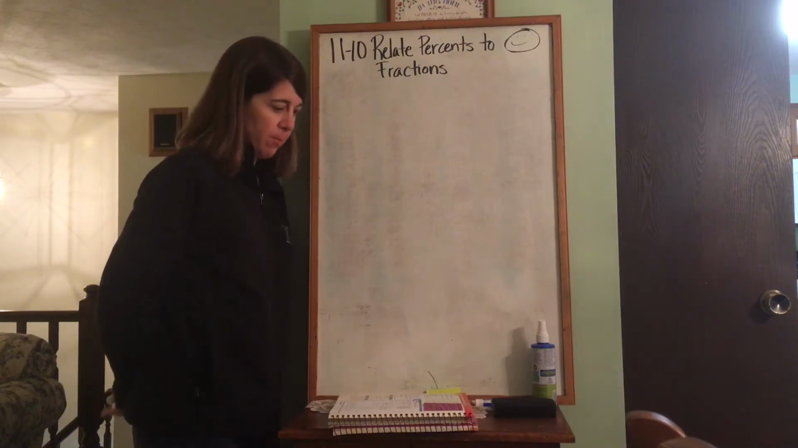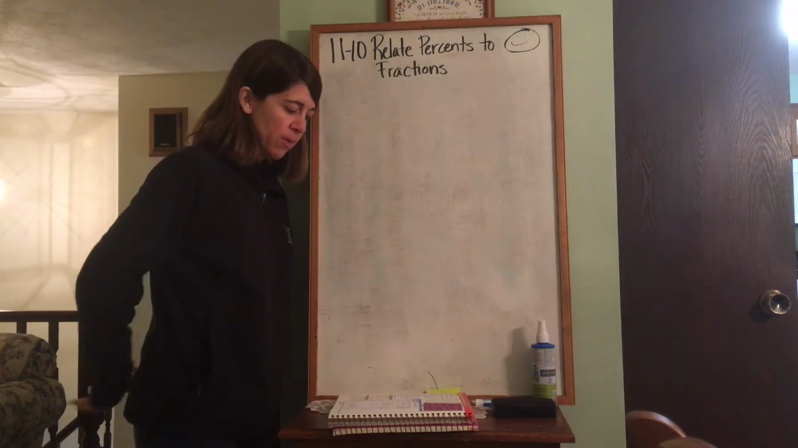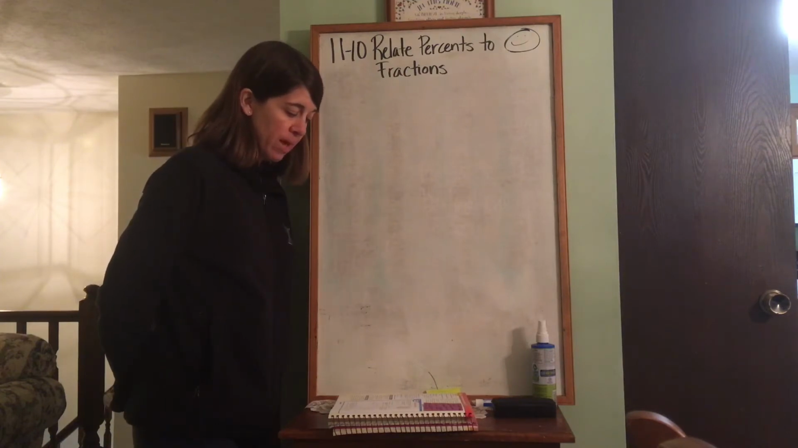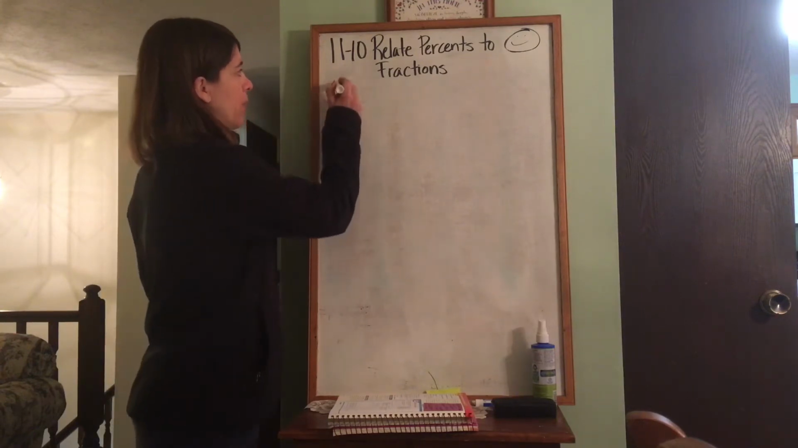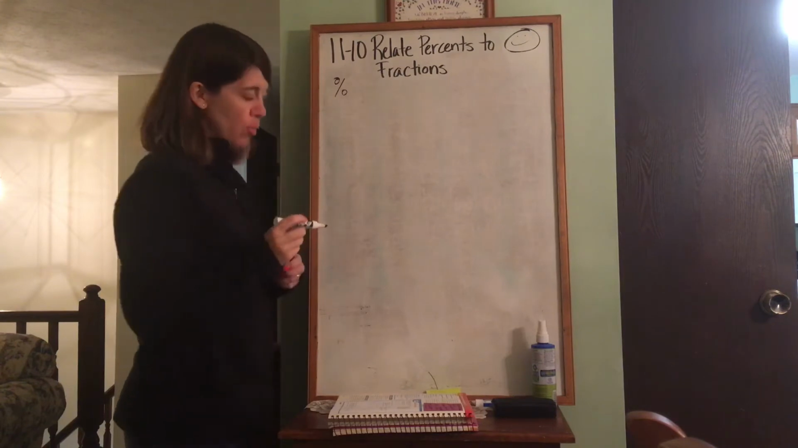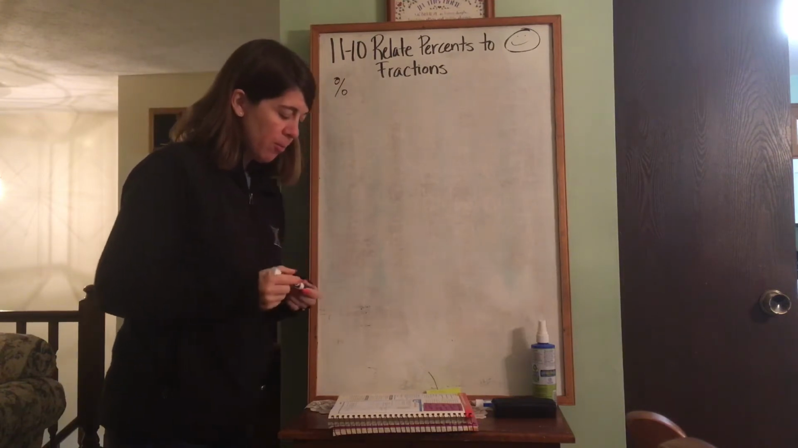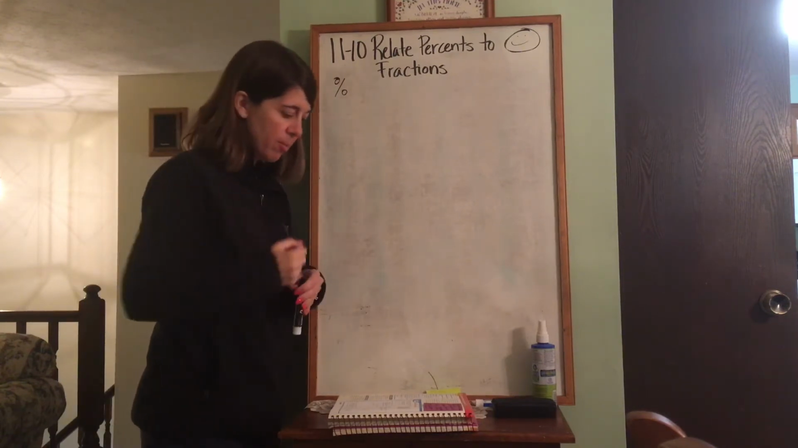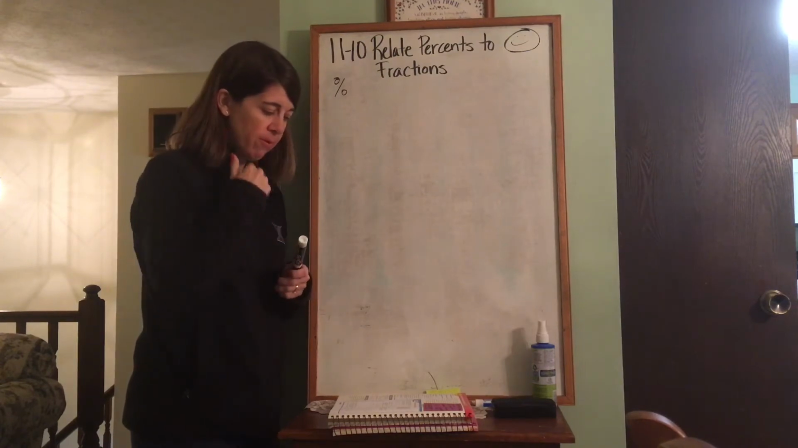So starting from the top of the page, it says a percent is a ratio that compares a number to 100. Percent means per 100 or out of 100. The symbol for percent is, of course, as you've seen before, this symbol right here. So to rename a fraction as a percent, we can use equivalent fractions.